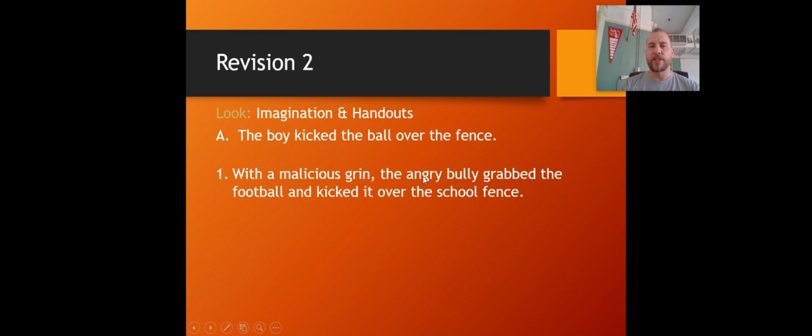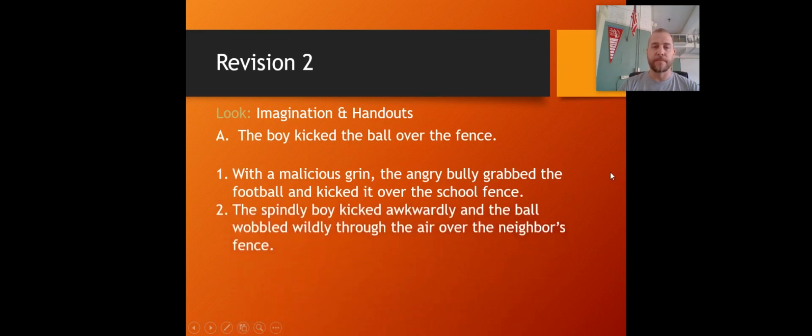And so here I'm changing this kind of general scenario of a boy kicking a ball over the fence to a bully being mean and taking a ball away from somebody. Here's another example. The spindly boy kicked awkwardly and the ball wobbled wildly through the air over the neighbor's fence. So here we go. I'm adding the adjective spindly to the boy and saying he kicked awkwardly, adding an adverb. The ball wobbled wildly through the air over the neighbor's fence. And so it's giving a little bit more idea of the setting and a little bit more description of what the ball is doing in the air.